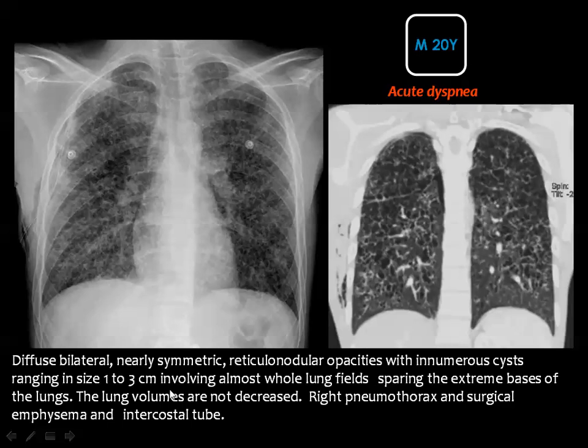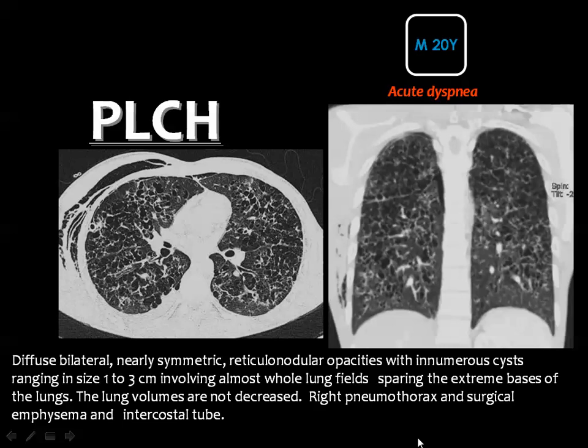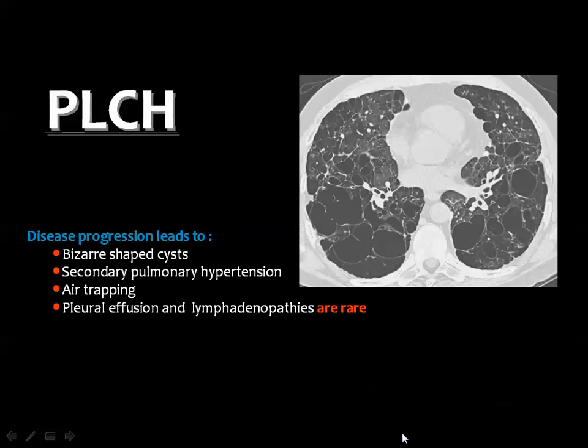Then in the chest X-ray, it is difficult to appreciate that this is a cystic disease. But in the CT scan, you can easily see that the cysts are scattered throughout the lung. They affect mainly the upper and the middle lung zone. They spare the bases of the lung, and sometimes the cyst may rupture, resulting in pneumothorax and surgical emphysema.